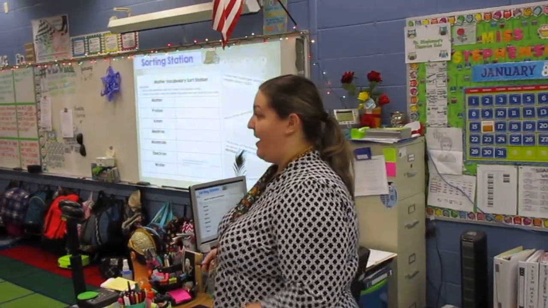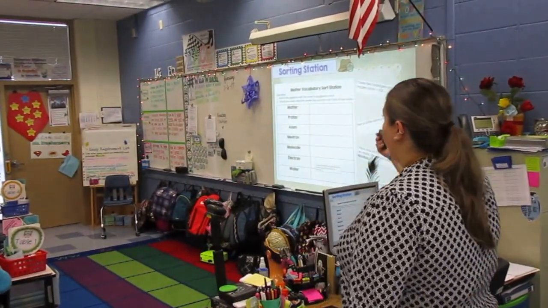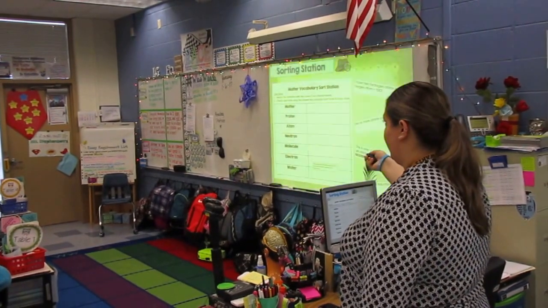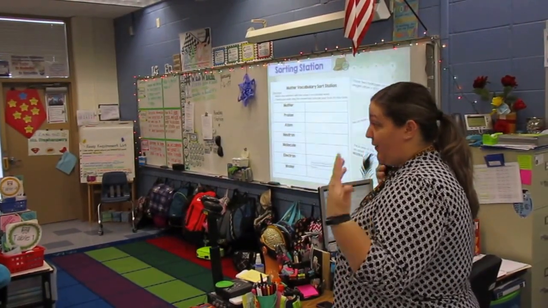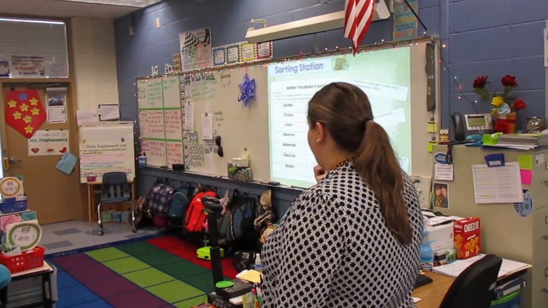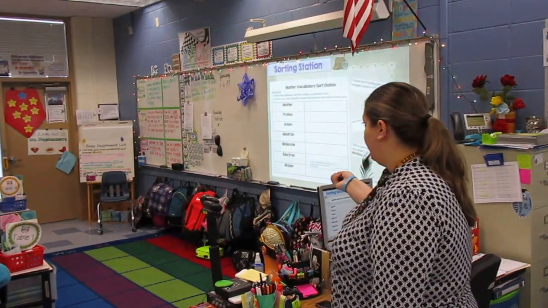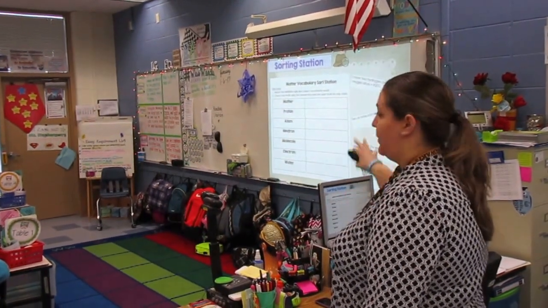We are going to have 3 stations today for our breakout. All right? The first station is the sorting station. Now, we've done a few breakouts before, and this one is a completely new one. So, matter has vocabulary words like proton, atom, neutron, molecule, electron, and water. So that's what you will see.